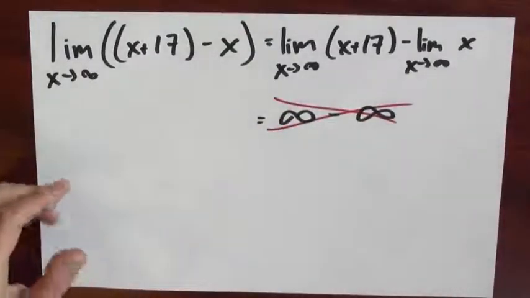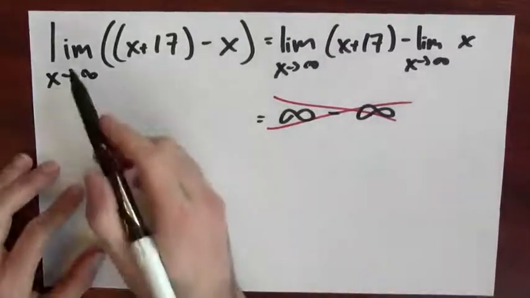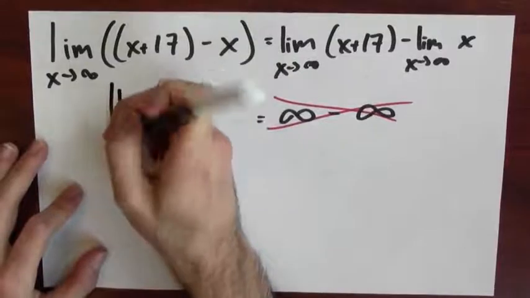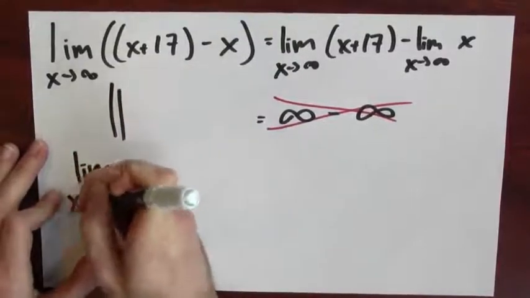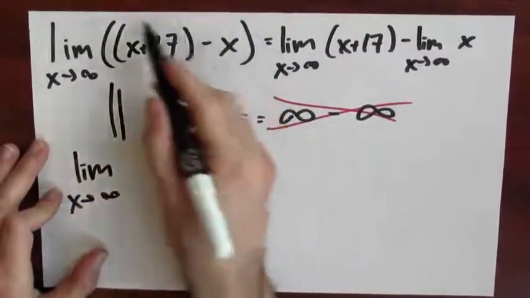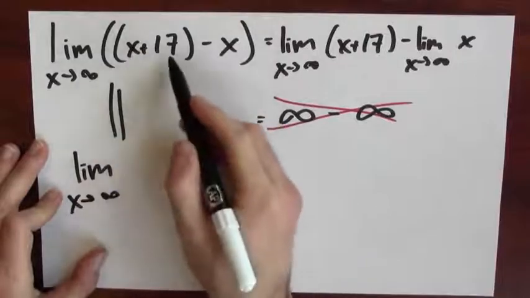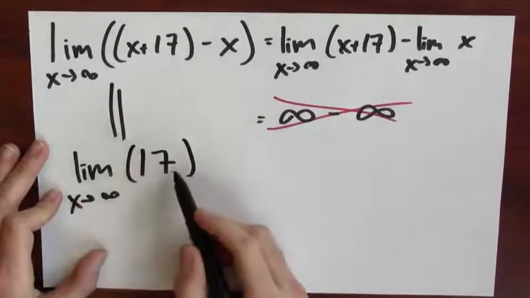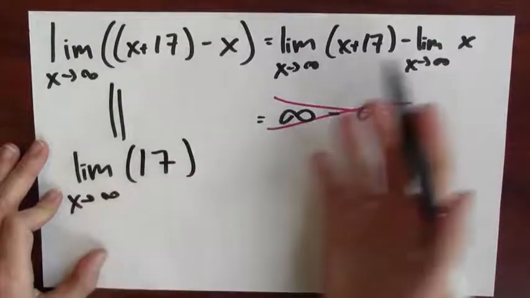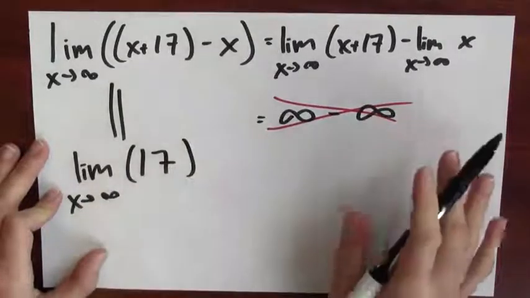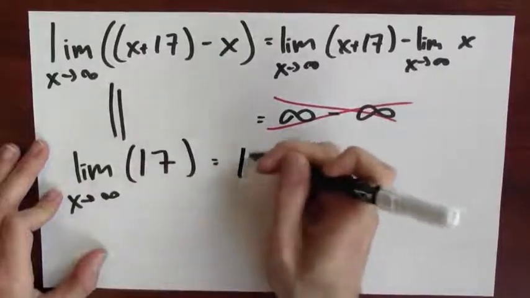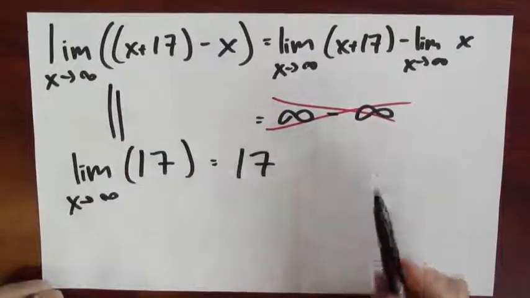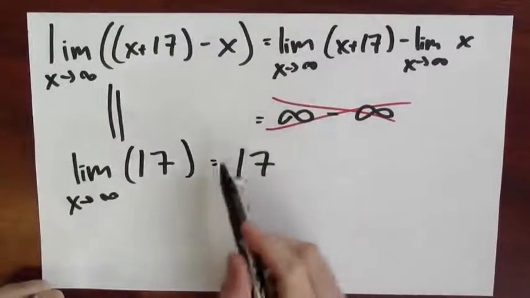Now, how could I figure out what this limit's equal to? Well, this is a limit of something, and I could rearrange the something. Right? This is the same as the limit as x approaches infinity of, what's another way of writing this? X plus 17 minus x. I could have just written 17. Now, what's the limit of 17 as x approaches infinity? Well, what's the limit of 17 as x approaches anything at all? That's just 17. So in this admittedly contrived case, infinity minus infinity ended up equaling 17.